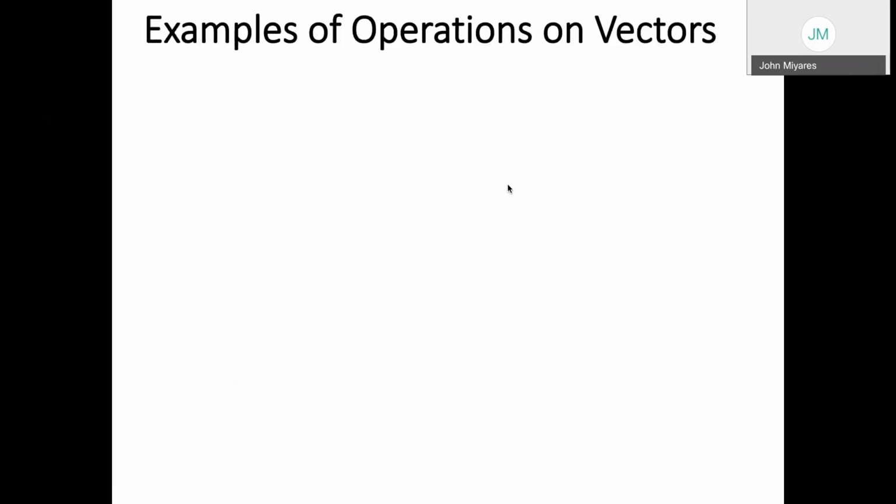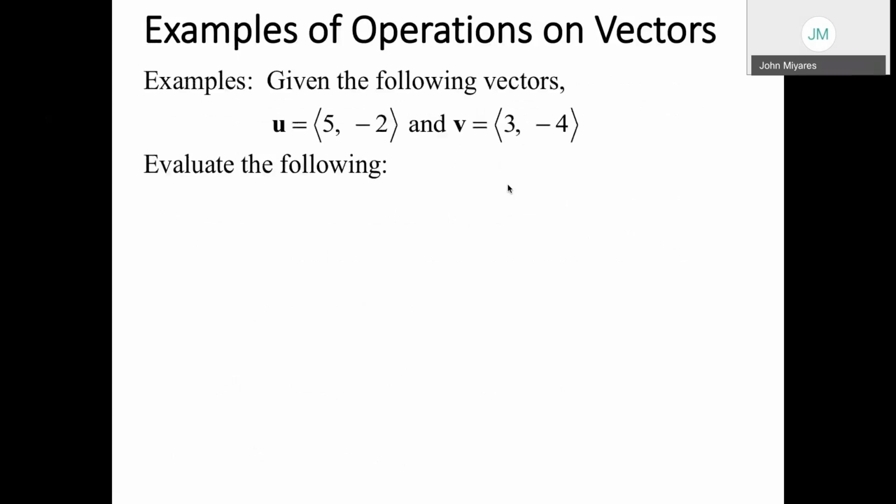Let's look at how we might do some operations on vectors in this form. Suppose we are given the following vectors. u equals 5 comma -2 inside the angle brackets, and v equals 3 comma -4 inside those angle brackets. And we are asked to evaluate the following. We want to know the sum of vectors u and v, the sum of vectors -3u and 4v, the length or the magnitude of u plus v, and the length or the magnitude of -3u plus 4v.